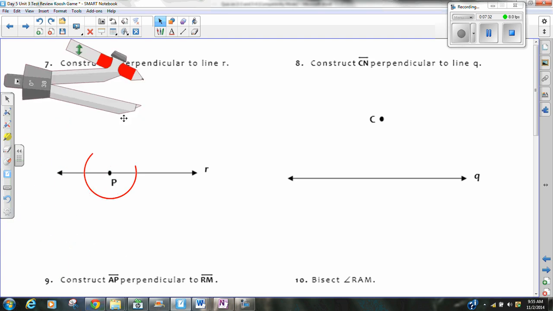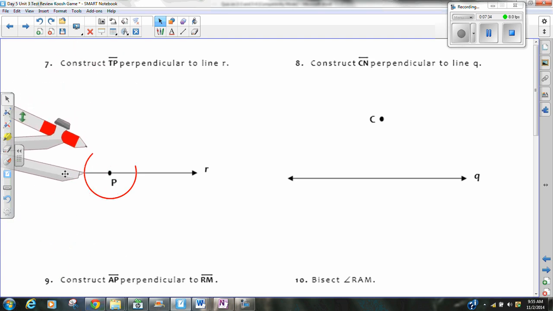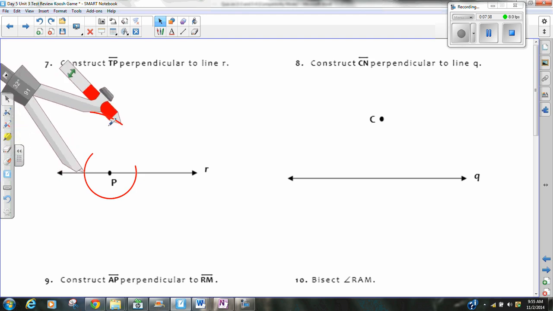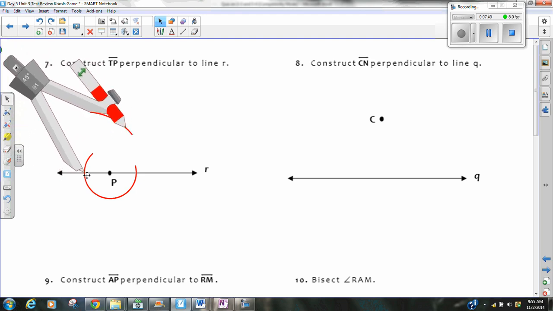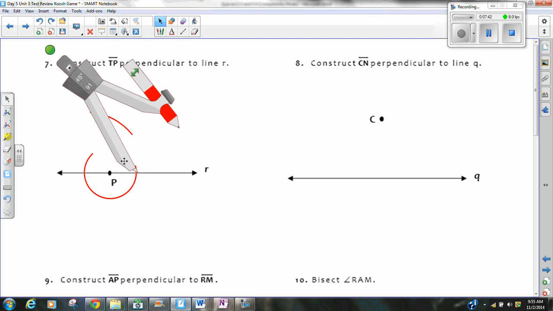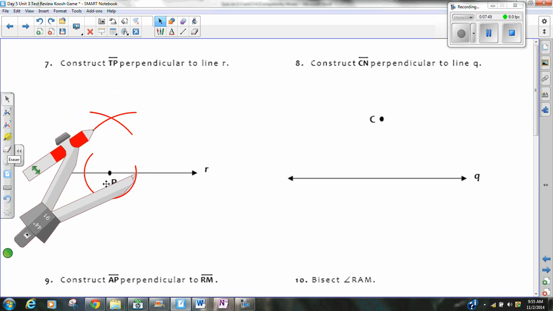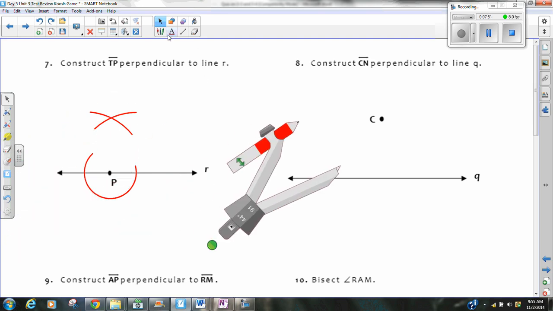It doesn't matter. I'm going to stretch it over halfway and make an arc in the ends, coming from the point I created from the original arc I made, and then I will come to the other side and make the crossing arc. That gives you a point right there of intersection that you will then take the line and draw through those 2 points.